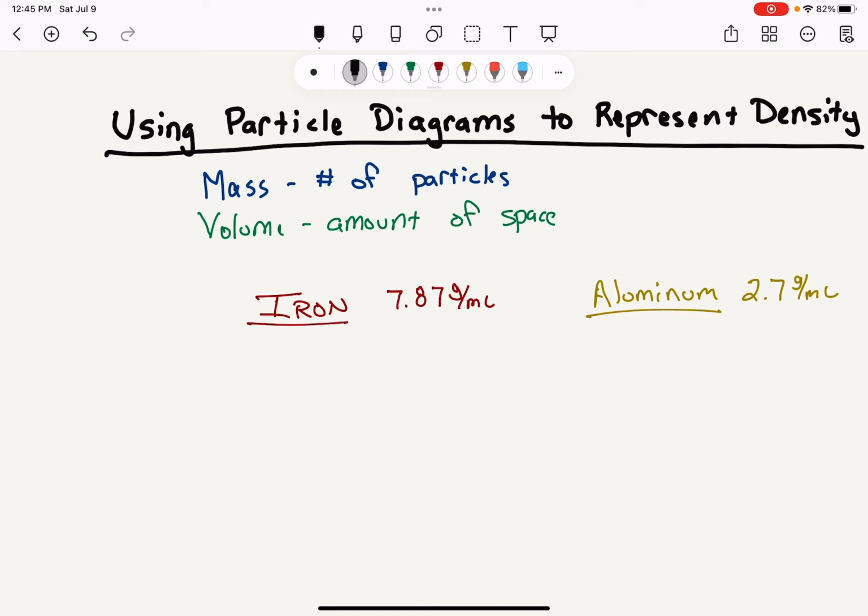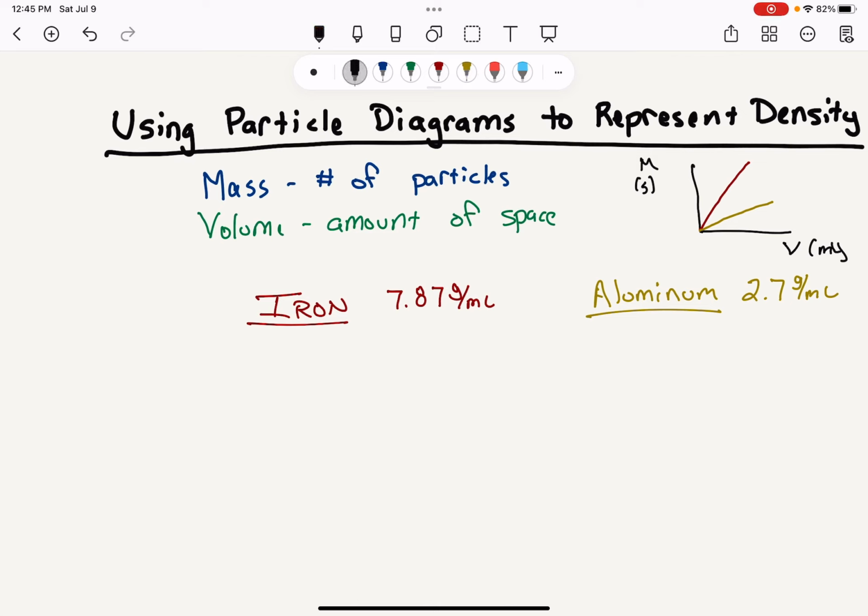And if you remember on the graph that we generated in a previous video, we had mass, volume. This was measured in grams. This was measured in milliliters. And what we found was that the iron's slope was steeper than that of the aluminum slope, like that. And so what we can do now is use this graph and these slopes of the lines, which represent the density, to help us think about what the particles might look like.